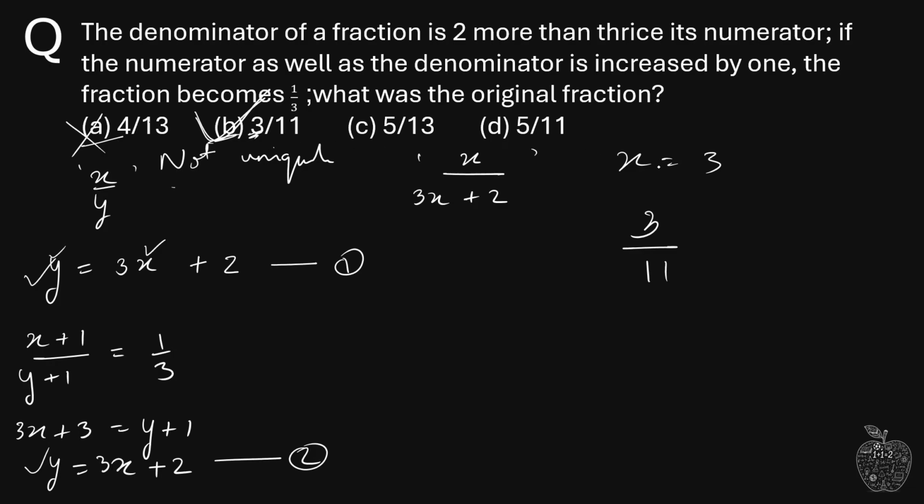Let's try with 5 as well. So let's try with x as 5. So here we get 5 over 5 3s are 15 plus 2, which would be 17. And there is no option with 17 in the denominator. So that means C and D also do not satisfy our form. So that means only one option is correct, which is B, 3 by 11.